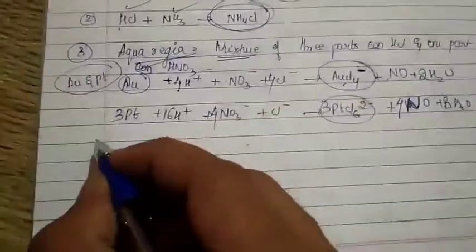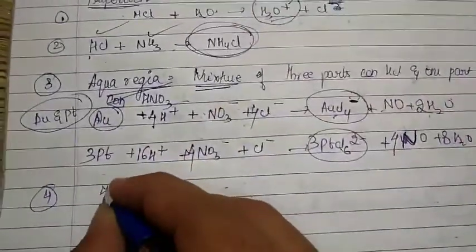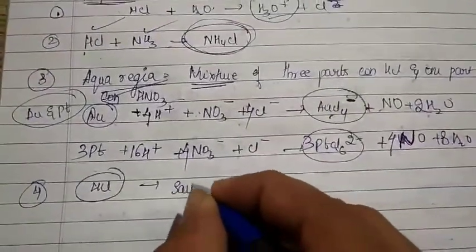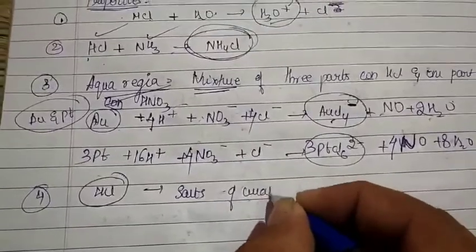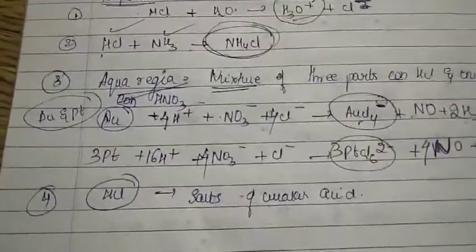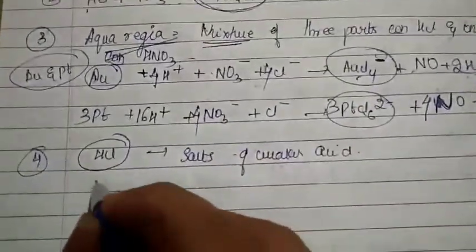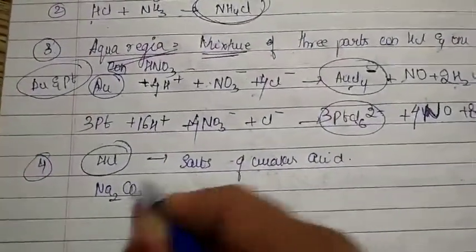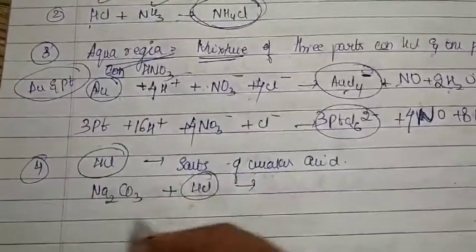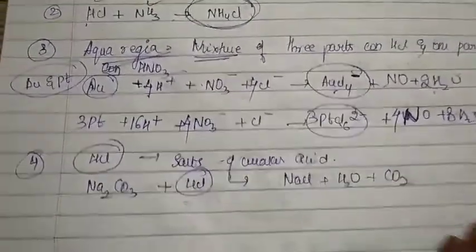So coming to the next important property, the last property of your HCl. Basically your HCl has the capacity to decompose the salts of weaker acid. Weaker acid means we can say carbonic acid. Carbonic acid is a weak acid. Its salts are your sodium carbonate, your sodium bicarbonate. So whenever your salts of the weaker acid are treated with HCl, this HCl has the capacity to break this salt and form NaCl plus H2O with the evolution of CO2 gas.